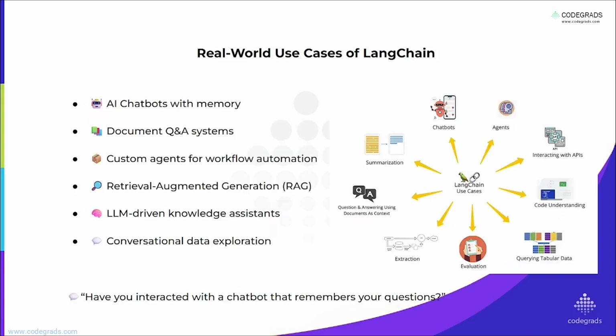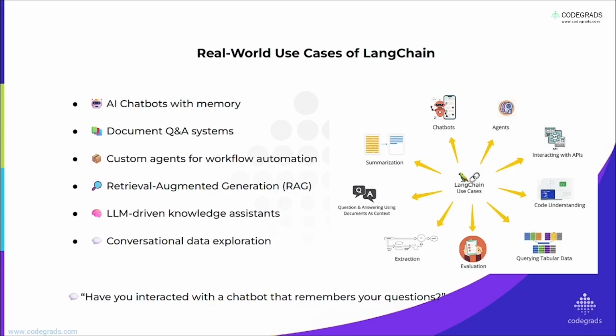Moving on to the next topic, real world use cases of LangChain. We can use LangChain for creating AI chatbots with memory, document question answering systems, custom agents for workflow automation, RAG, LLM-driven knowledge assistants, and conversational data exploration. Here in the picture you can also see the use cases of LangChain. We can also use it for summarization, chatbots, agents, interacting with APIs, code understanding, querying tabular data, evaluation, extraction, and question answering using documents as context. So these are the multiple real world use cases through which we can use LangChain and get our output.